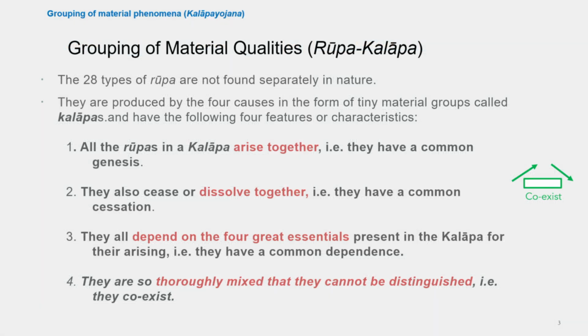There are 28 types of rupa, which are not found separately in nature. You cannot find them separately. First, they are produced by the four causes in the form of tiny material groups called Kalapas. Kalapas are smaller than atoms. In modern science, they have no way to break down the Kalapas, so they call them atoms. In Buddhism, in Theravada, they say things can be further broken down into Kalapas.